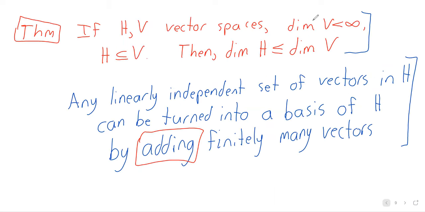And this allows us more or less immediately to strengthen this theorem. If H does not equal V, then in fact the dimension of H is strictly less than the dimension of V.